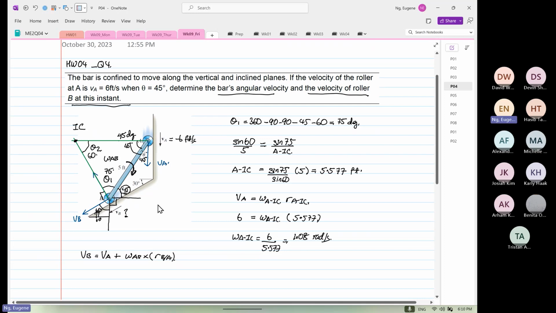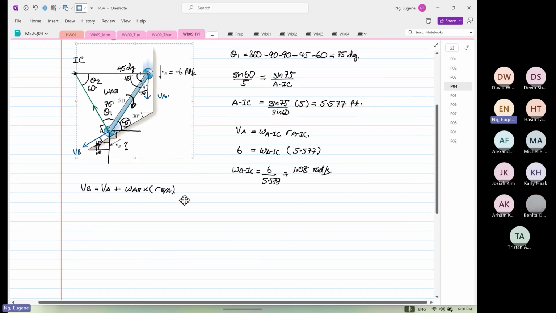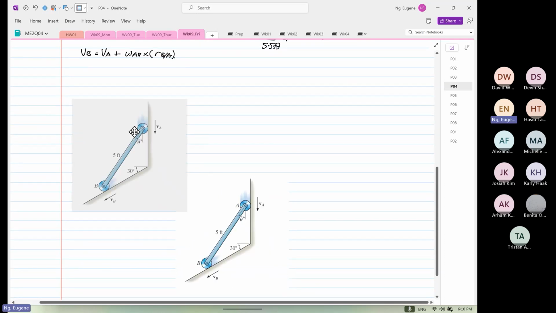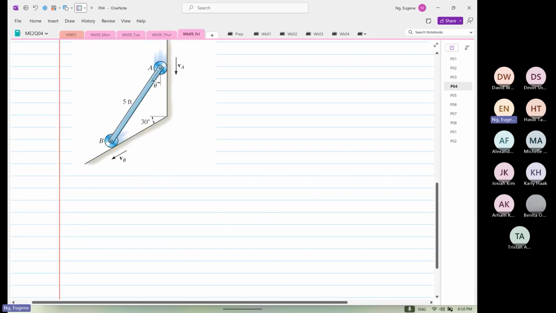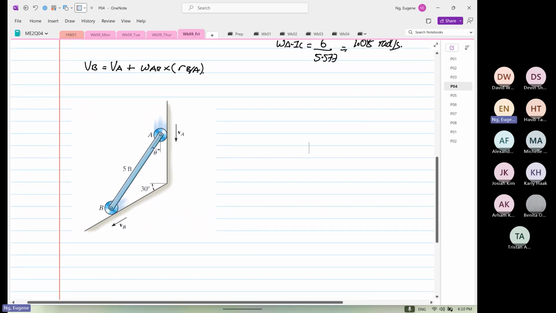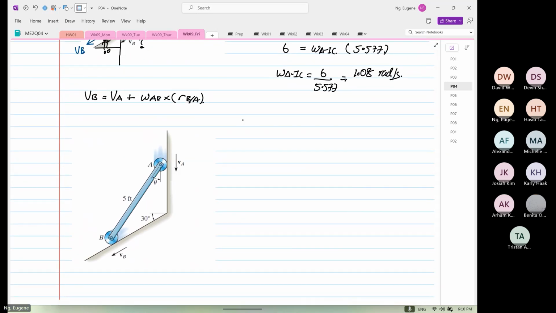So I'm going to solve this by not being creative. We are not going to use the instantaneous center. We're going to use absolute motion. The absolute motion method is you have to differentiate. Differentiate, okay.